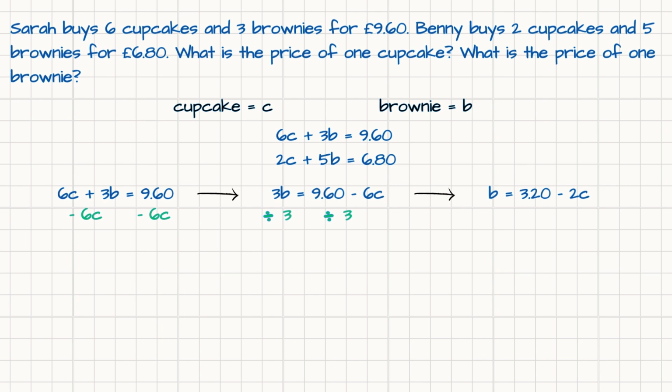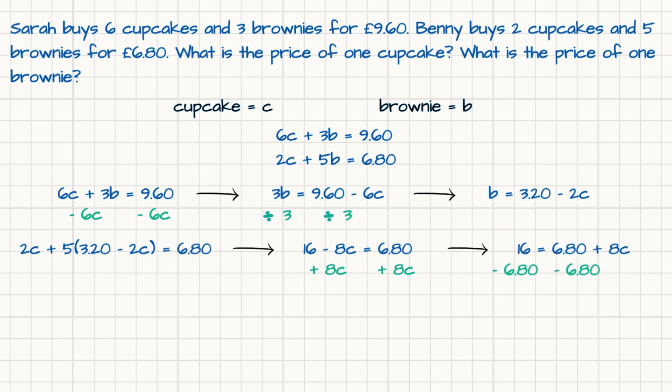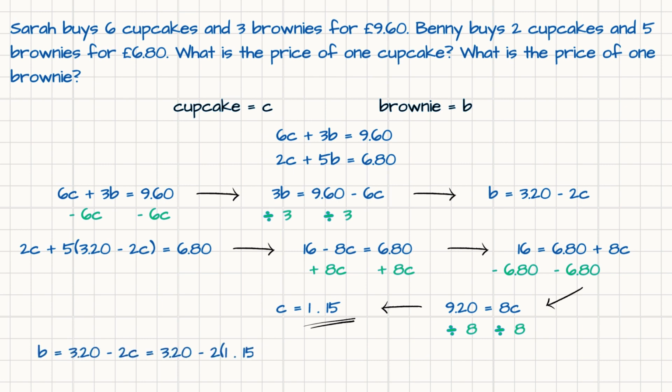Substituting this expression for B into the second equation, and if we expand the bracket and collect like terms, we're left with 16 minus 8C is equal to 6.80. If we go through the steps, rearranging and simplifying, we're left with C equals 1.15. Next, we use this value and substitute into the expression for B to find that B equals 0.90.